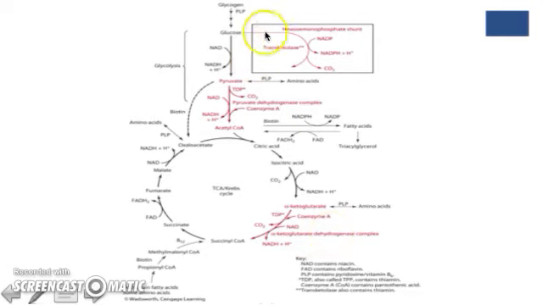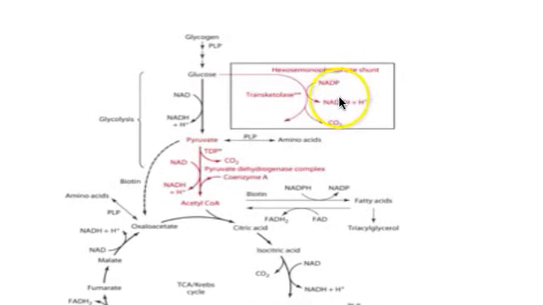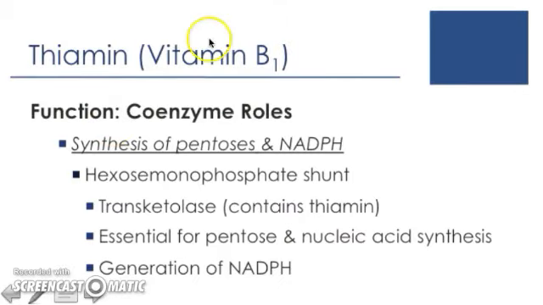Additionally, we see involvement of thiamine in the hexose monophosphate shunt, where we see formation of NADPH. The enzyme catalyzing this reaction is transketolase, and transketolase is thiamine dependent. So here we see further description of thiamine and its coenzyme role and its involvement in transketolase, which again is the thiamine dependent enzyme. And this is going to have the implications of pentose and NADPH synthesis in the hexose monophosphate shunt.